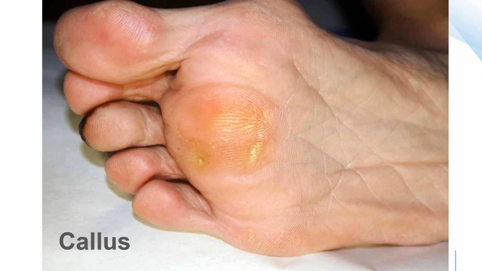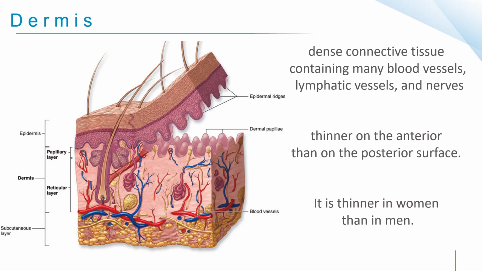Alright, next. The dermis is composed of dense connective tissue containing many blood vessels, lymphatic vessels, and nerves. It shows considerable variations in thickness in different parts of the body, tending to be thinner on the anterior than on the posterior side, and it is thinner in women than in men.